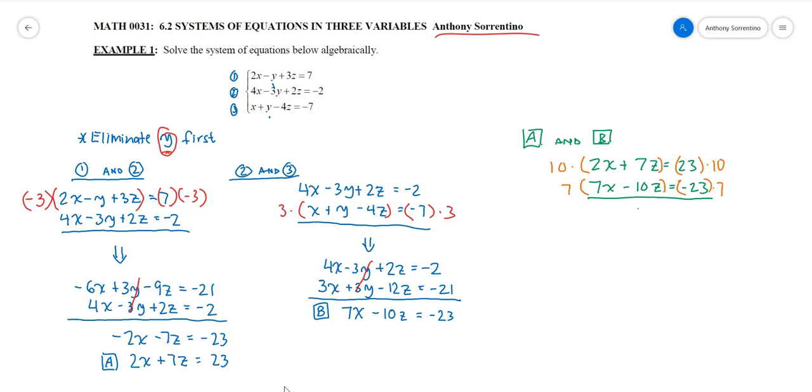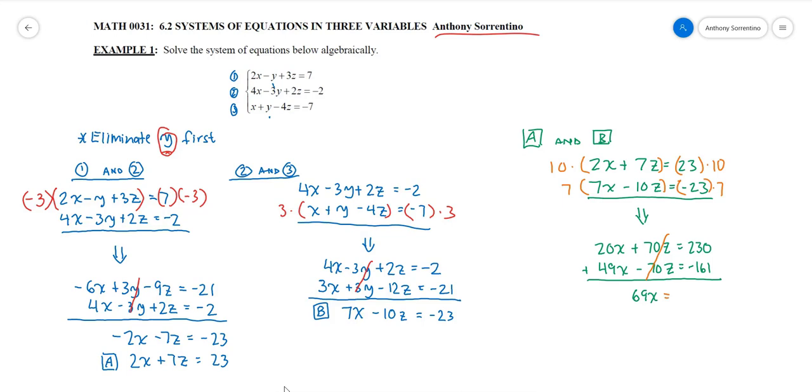And so when I do that, I get 20x plus 70z equals 230. The bottom equation becomes 49x minus 70z equaling a negative 161. When I add the two equations together, 20x plus 49x is 69x. The z's cancel, as they should, because that's what I chose to eliminate.